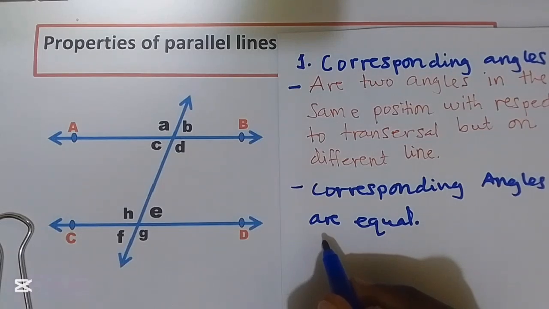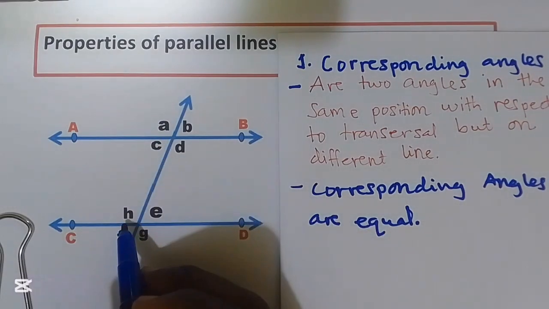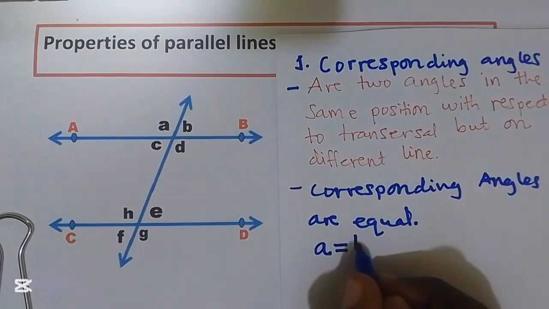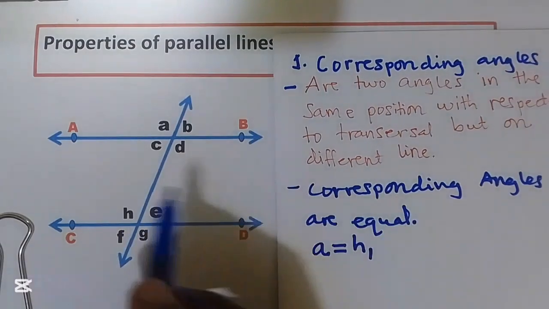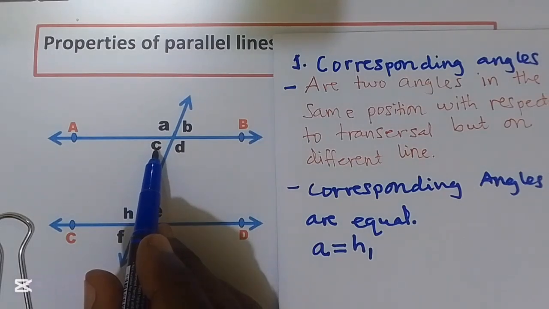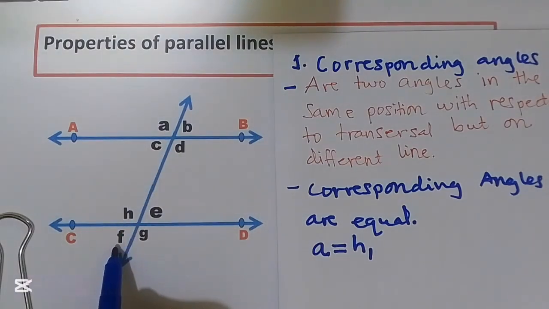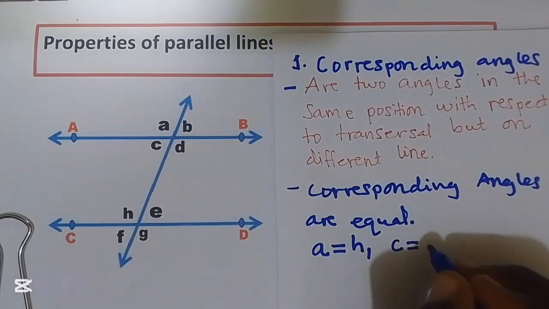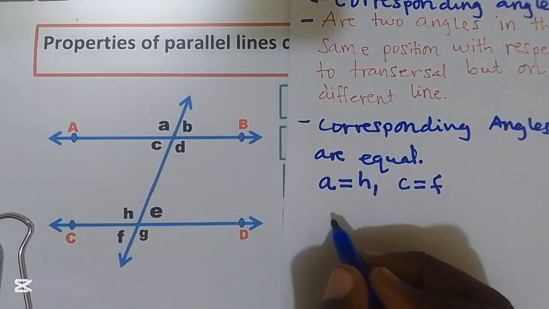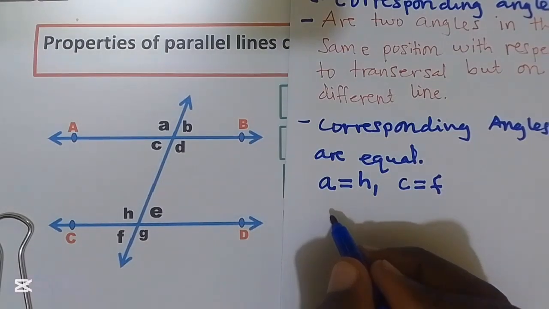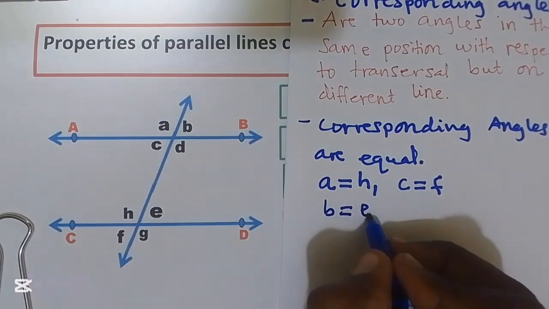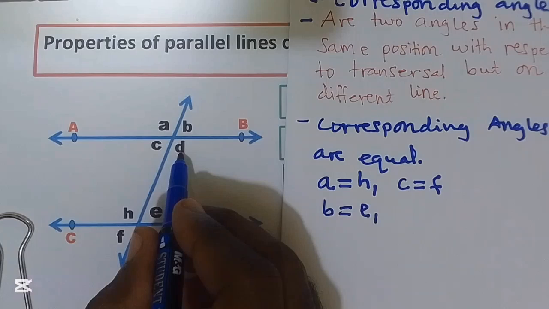From our diagram, A and H, they are corresponding angles, so they are equal. A is equal to H, and angle C corresponds to F, and they are equal. So C is equal to F. Other corresponding angles are B equal to E and D equal to G.